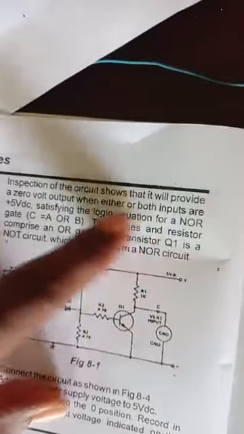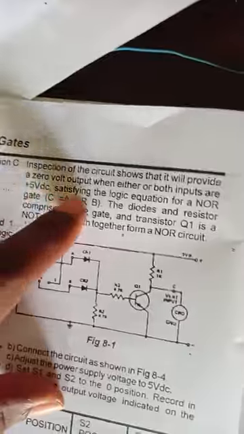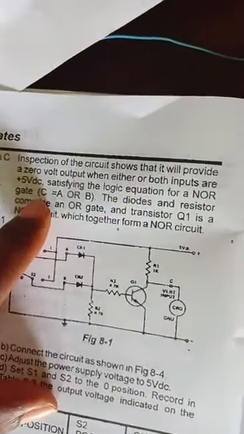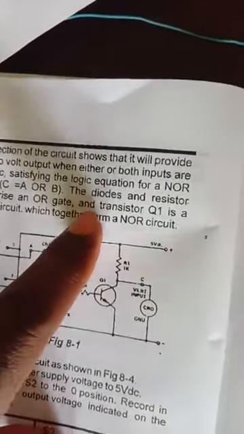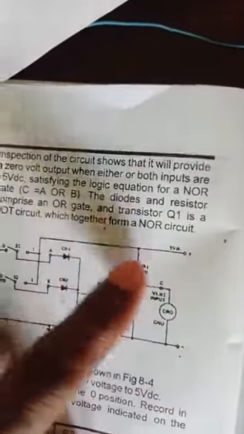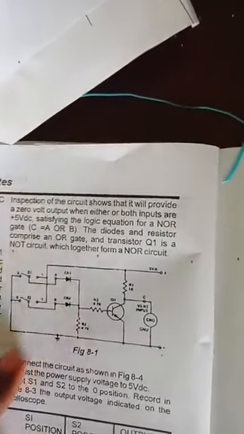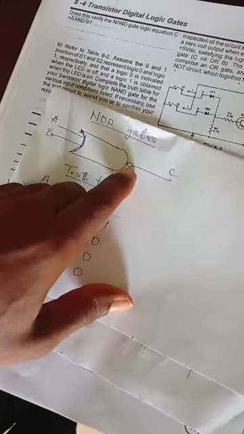Inspect the circuit shown to provide 0 volt output when either or both inputs are 5 volt, certifying the logic for a NOR gate: C equals A OR B, with a bar over it. There should be a bar here. The diodes and resistor comprise the OR gate, and transistor Q1 is a NOT circuit, which together form a NOR gate. So this transistor gives us NOT. It negates the operation of the OR gate. We are given this circuit, and this is the symbol of the OR gate with the negation, the 0. This NOT at the back shows that this is a NOR gate, and this is the table.